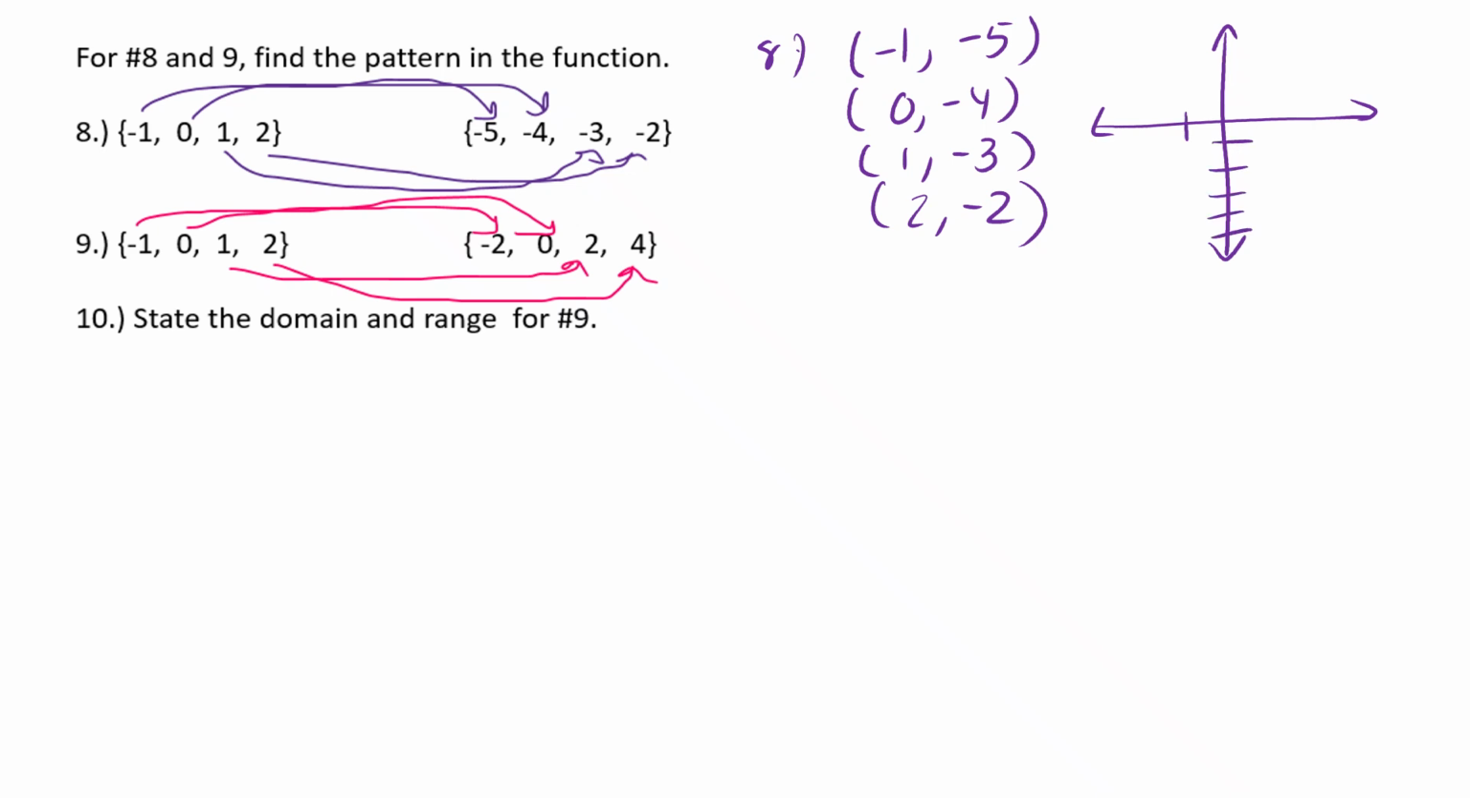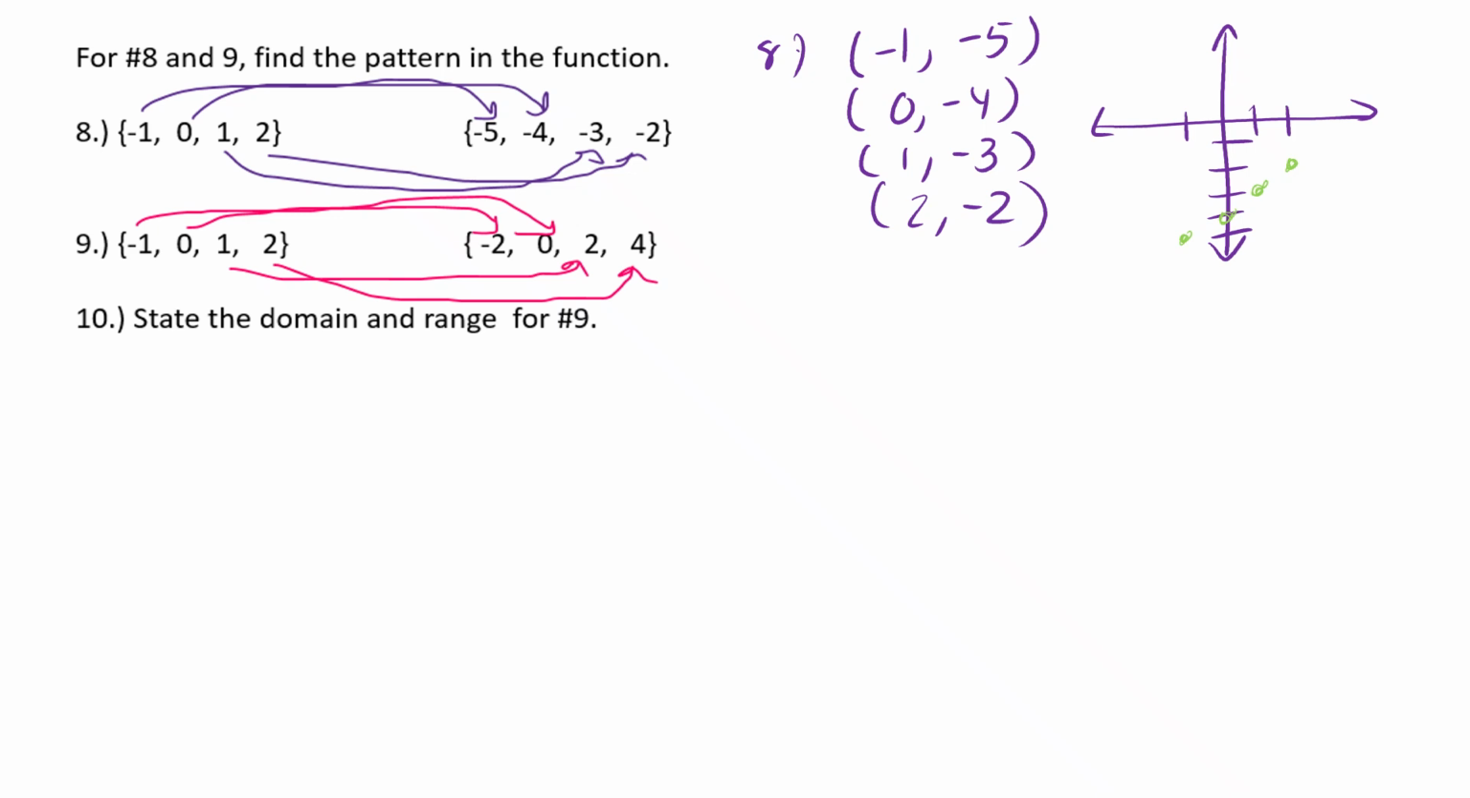Okay, and -1, 0, 1, 2. So we might take a peek at this. -1, -5, 0, -4, 1, -3, and 2, -2. And you can see that that is a line.